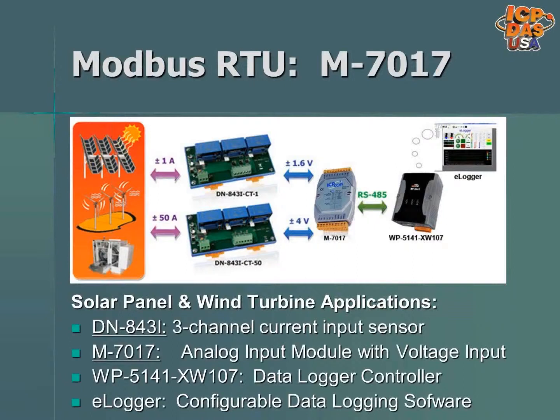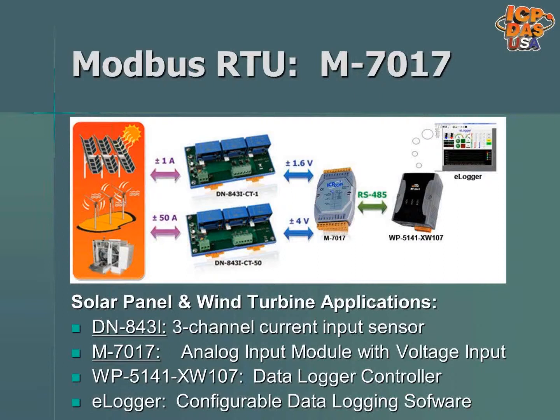M7017 is a Modbus RTU-based analog input module that can measure voltage. It is widely used in the energy industry with solar panels, wind turbines, and inverters. The solar panels and wind turbines produce DC direct current energy. Inverters convert the DC direct current energy into AC alternating current that can be fed into a commercial electrical grid.